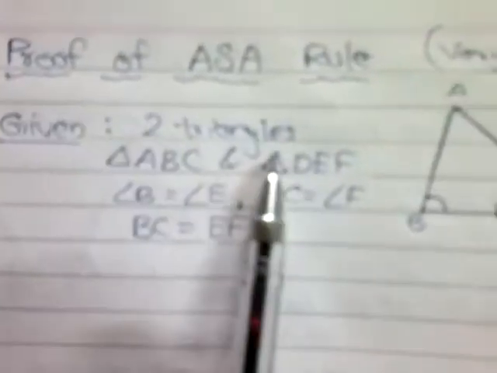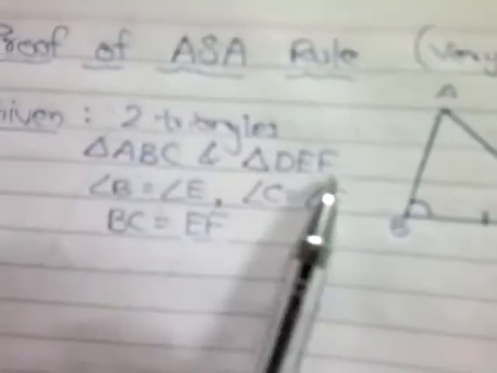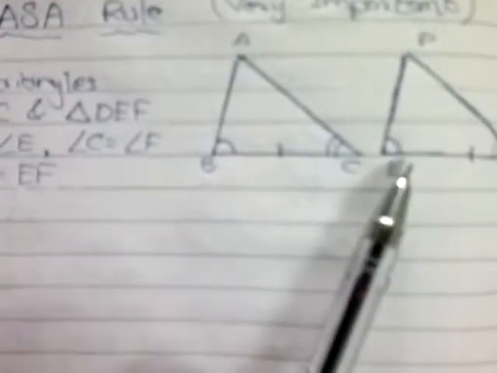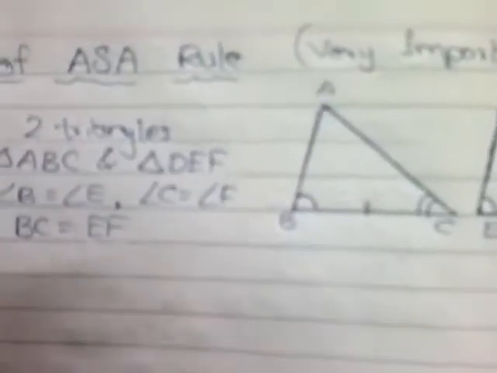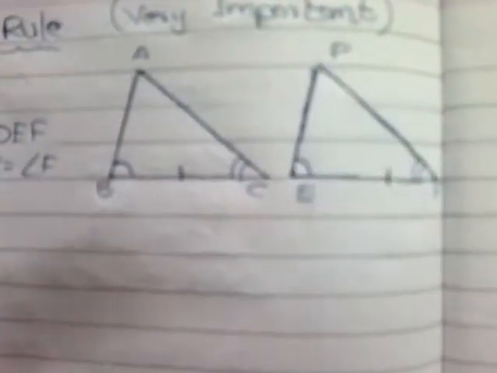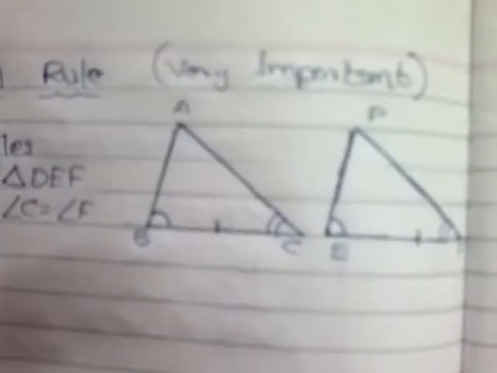So what is given is that two triangles ABC and DEF, and it is given that angle B is equal to angle E, angle C is equal to angle F, and BC is equal to EF. So according to ASA rule, these two triangles should be congruent. But what we have to do here is that we should prove that triangle ABC is equal to triangle DEF without using the ASA rule. So in order to prove that triangle ABC is equal to triangle DEF, we use the SAS rule instead.